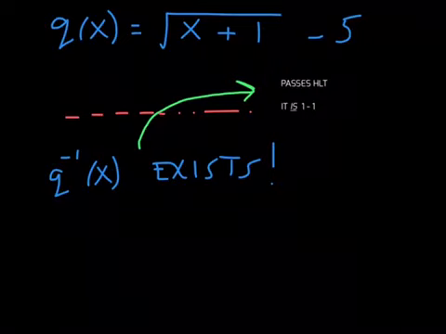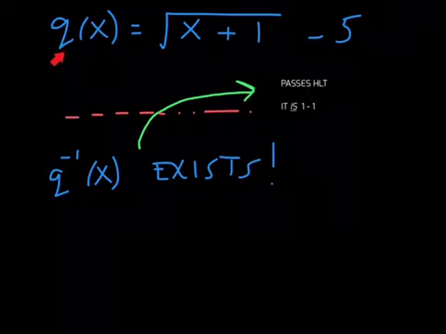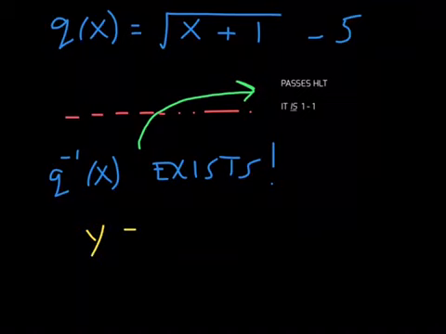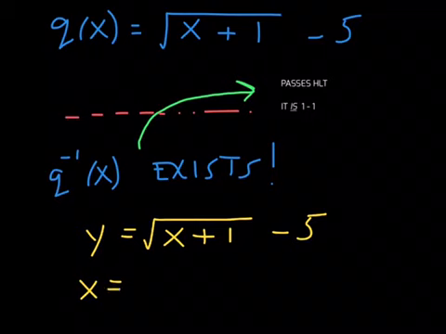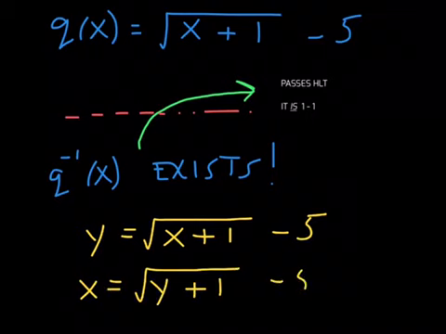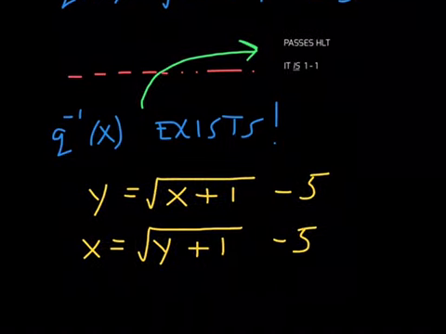All right, let's do that now. Let's go find it. The first thing that we want to do is replace q of x with y, right? So look at this right here. Replace q of x with y. The next thing we want to do is interchange x and y. Remember these steps from earlier. And then solve for y. Okay, all right, let's solve for y. Let me move this up a bit here.